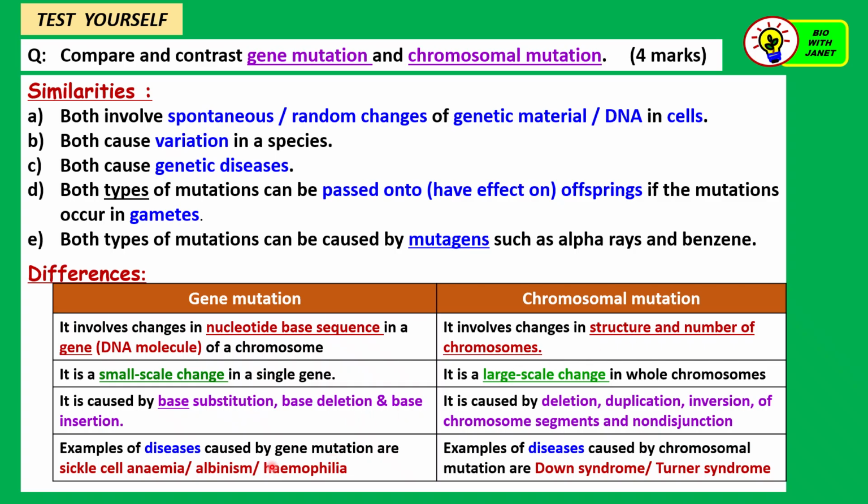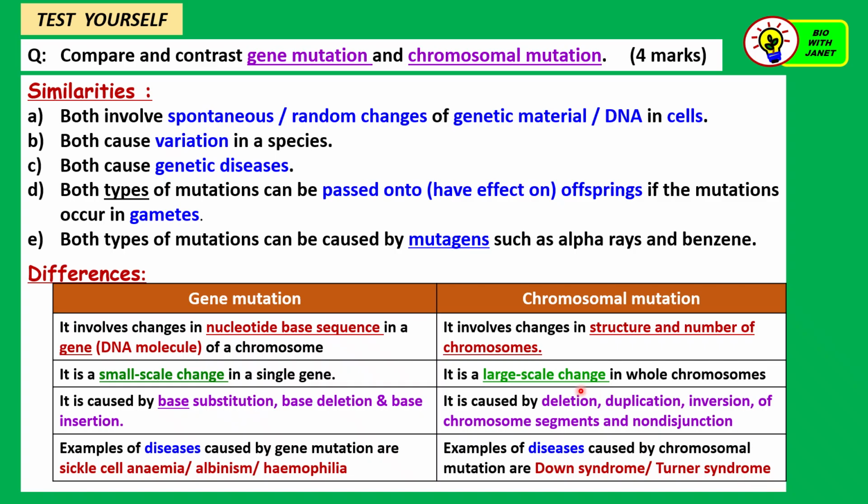Now, examples of diseases caused by gene mutation: think of the word CHATS, C-H-A-T-S. What is the C for? Cystic fibrosis. H is for hemophilia. A is for albinism. T is for thalassemia. And S is for sickle cell anemia. So I just put 3 of them here, 3 diseases. Now, for examples of diseases caused by chromosome mutation, you can give just one example like Down syndrome or Turner syndrome, Klinefelter syndrome, Cri-du-Chat syndrome, and so forth.